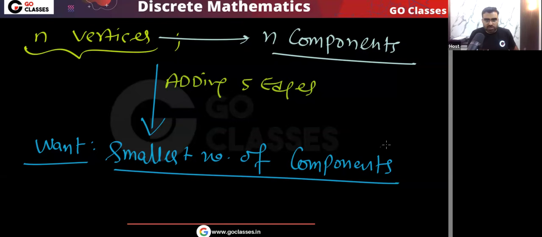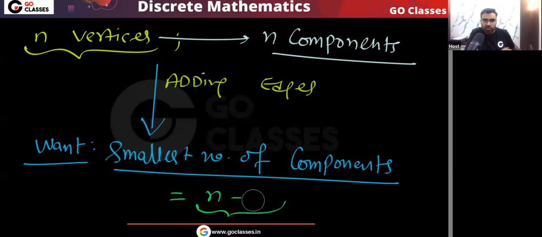Then what will I do? If I want the smallest number of components, then because of every edge, the number of components should reduce by one. Any edge can reduce the number of components by at most one. So every edge will reduce the number of components by one. If I am adding five edges, the number of components can reduce by five. Yes or no? Initially there is no edge, so there are n components. If I add 5 edges, then the smallest number of components that I will get will be n minus 5. I hope you understood this point.